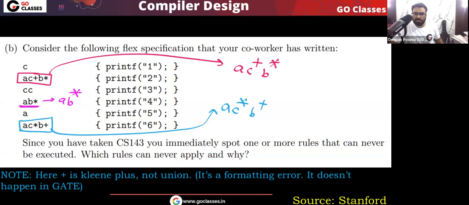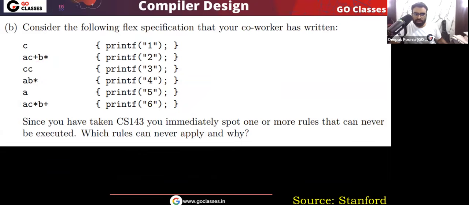Now let's solve this question. I already told you in the previous question how to solve this type of question: which rule will never be executed, which token will never be generated, how to find it. In the previous question, we have already seen the complete explanation and the concept. So what will we do? We will go from top to down, because priority is decreasing from top to down. So there is no problem here, this will definitely be used.